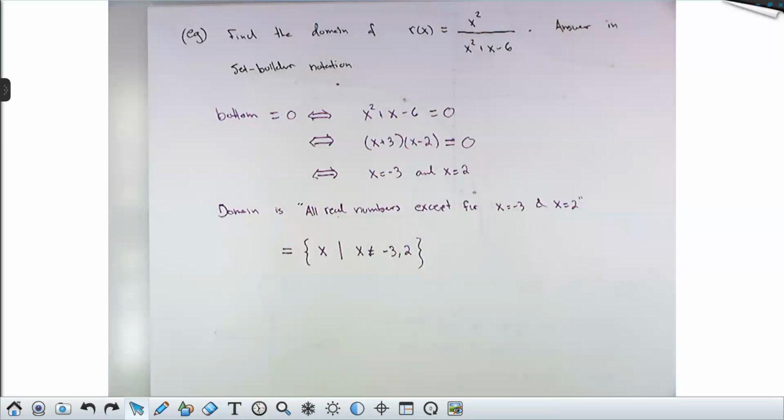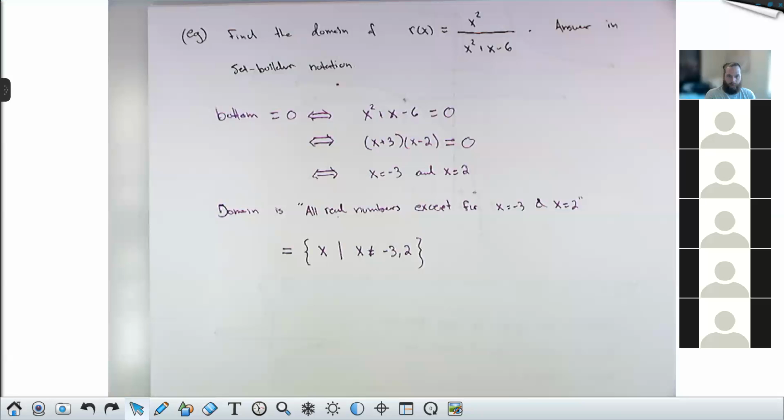The set builder notation is a very convenient notation for the domain of rational functions because their domains always look like this. It's always all real numbers except for a few of them, except for the ones that make the bottom 0. And it's easier to write those in set builder than it is in interval notation. But if the problem doesn't specify, either way is fine.